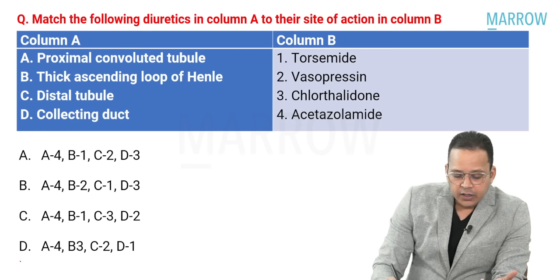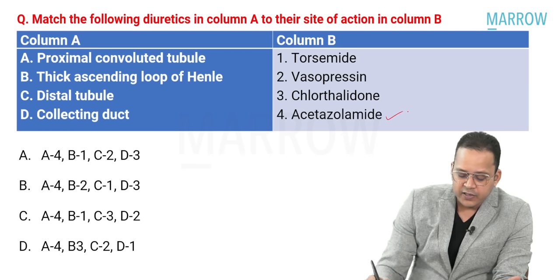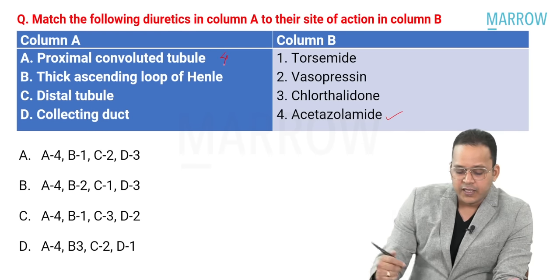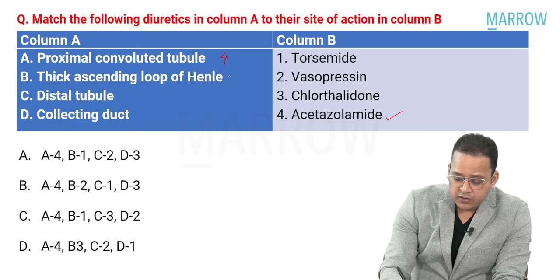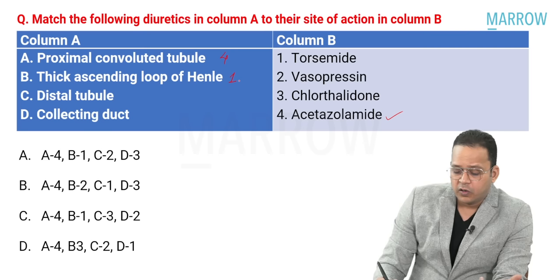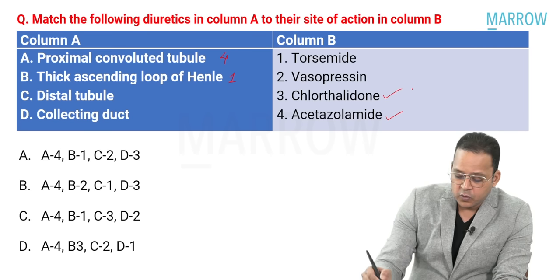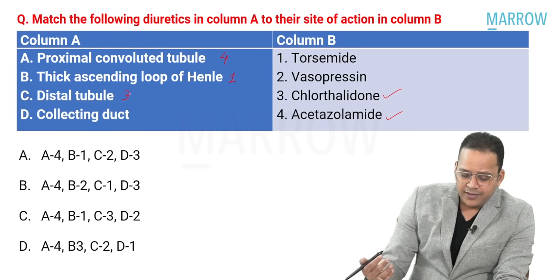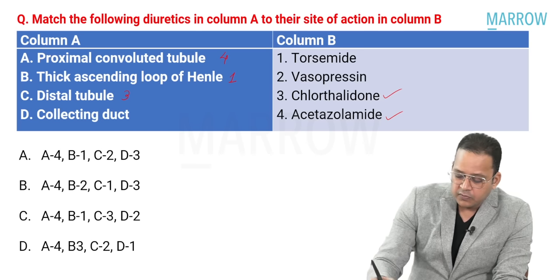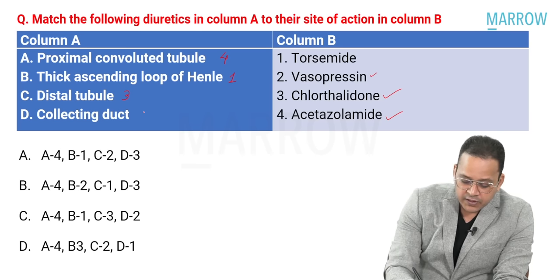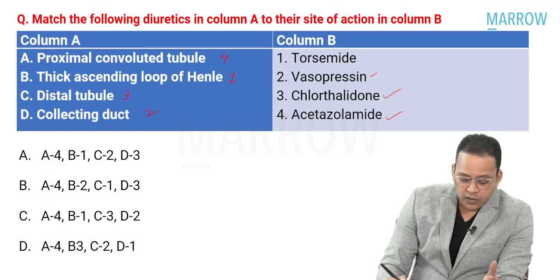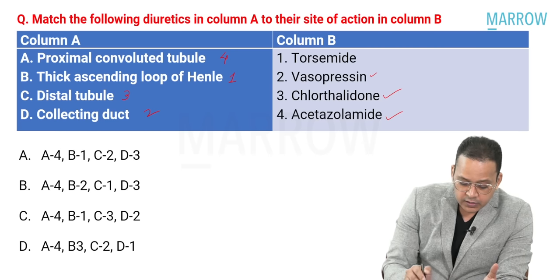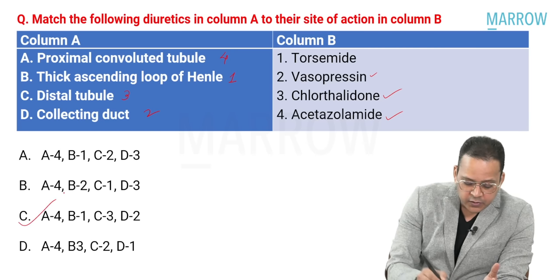Let us see. Column A and column B, PCT, proximal convoluted tubule. So guys, acetazolamide, it acts upon PCT. So this is how I'm supposed to answer: A4. Thick ascending loop of Henle is for loop diuretics like torsemide, 1. Distal tubule or DCT, distal convoluted tubule, is for chlorothalidone, or 3. Collecting duct is for vasopressin, guys. So vasopressin is number 2. So A4, B1, C3, D2. So C is the right answer.